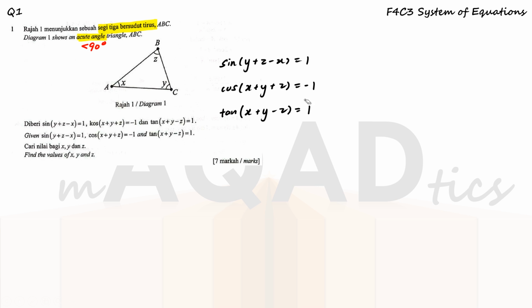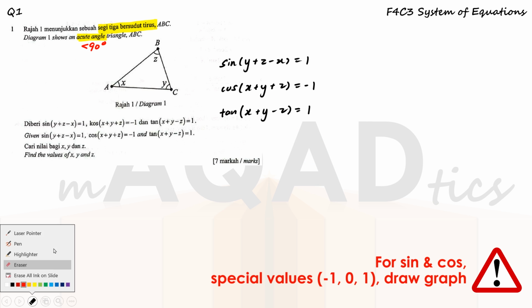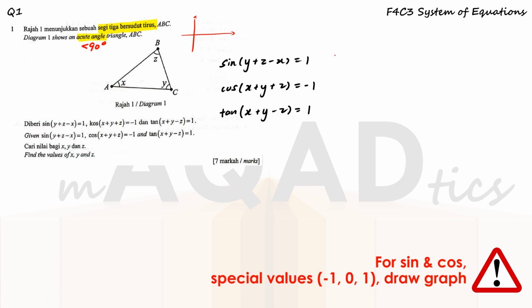Okay, so for sine and cos, as you can see, the values here are 1 and minus 1. So this is actually a special case. So we can draw the graph out first to find what is the value of x when we have 1. Right, so the sine graph is like this, and the value of 1 is here. So the value of x here is 90.